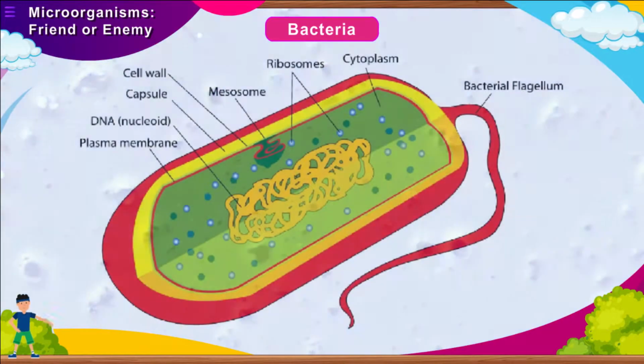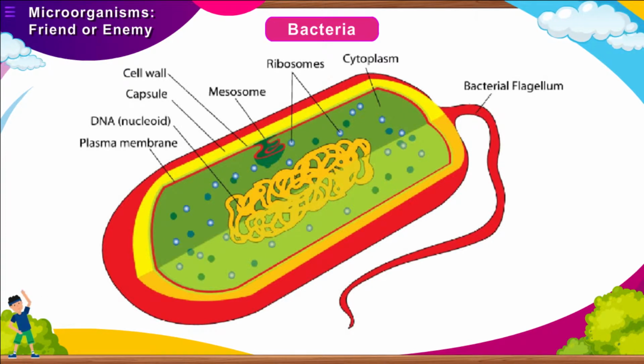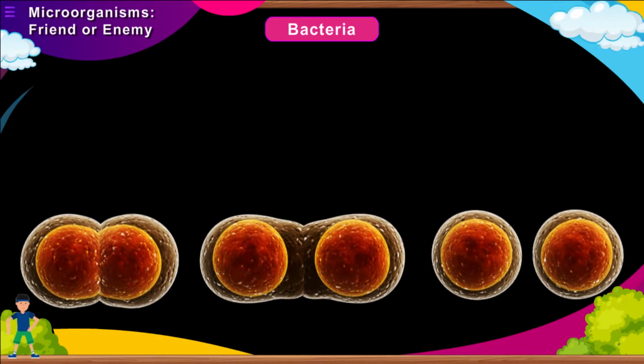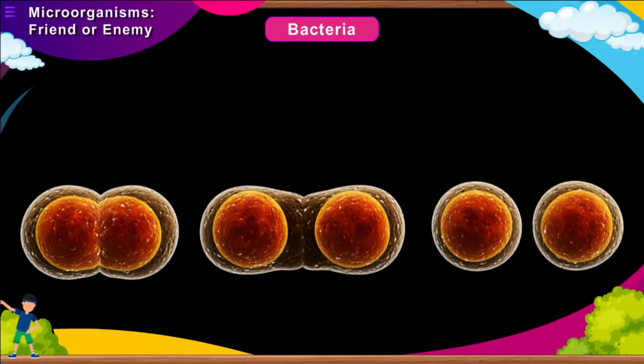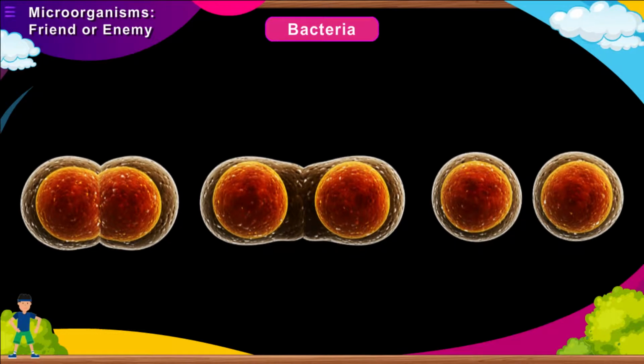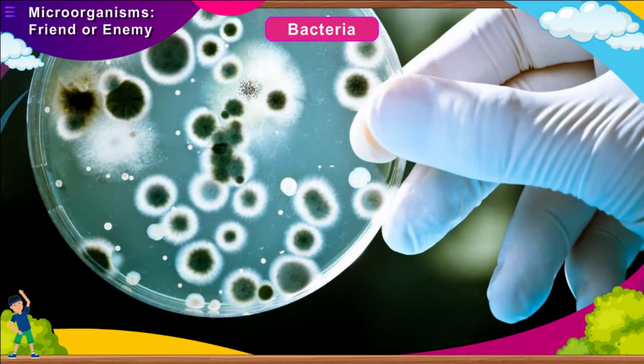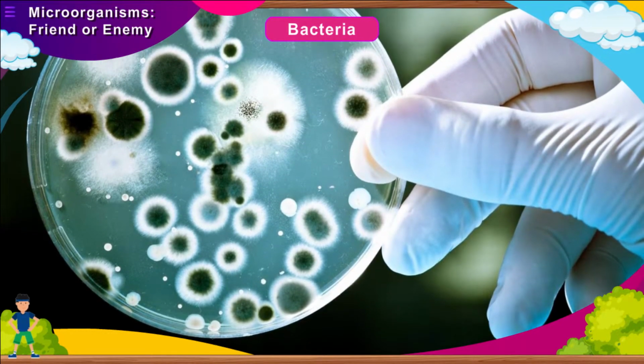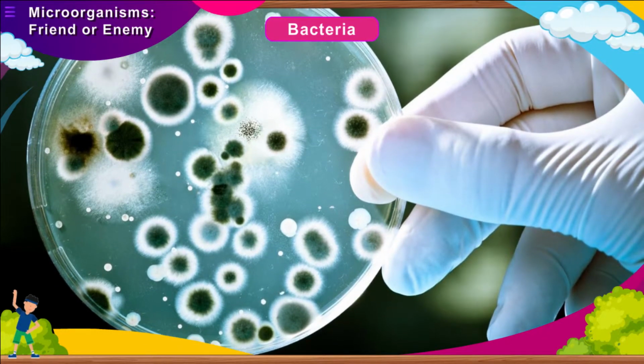Bacteria have an outer covering known as cell wall. The nucleus is not organized. The cytoplasm is colloidal in nature and contains about 70 to 85% water. They multiply very fast. Some bacteria multiply within every 20 to 30 minutes. They are both useful and harmful to humans, animals, and plants.